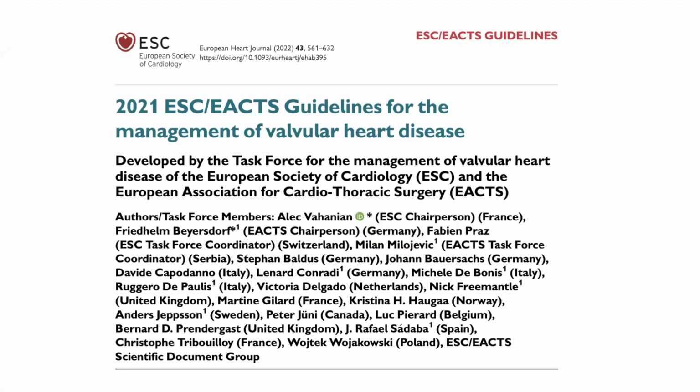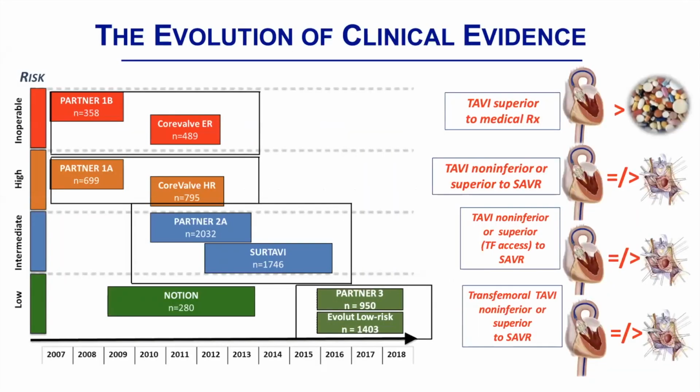Now, the guidelines for the management of aortic valve disease and all valve disease come from a heart team of cardiologists and surgeons, and they basically formulate the treatment for these conditions. One of the most significant developments in the last 20 years in cardiac surgery and the whole of medicine has been the evolution of TAVI. In the very early days, TAVI was used for patients who were deemed too high risk, inoperable for surgery. This shows you how these trials developed.